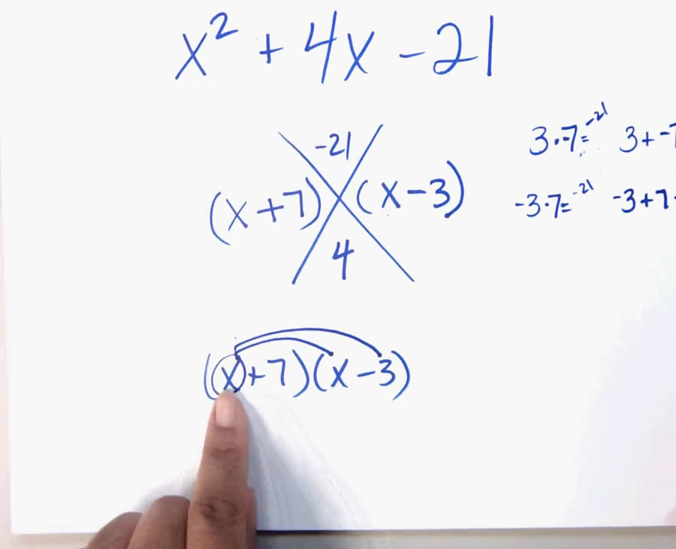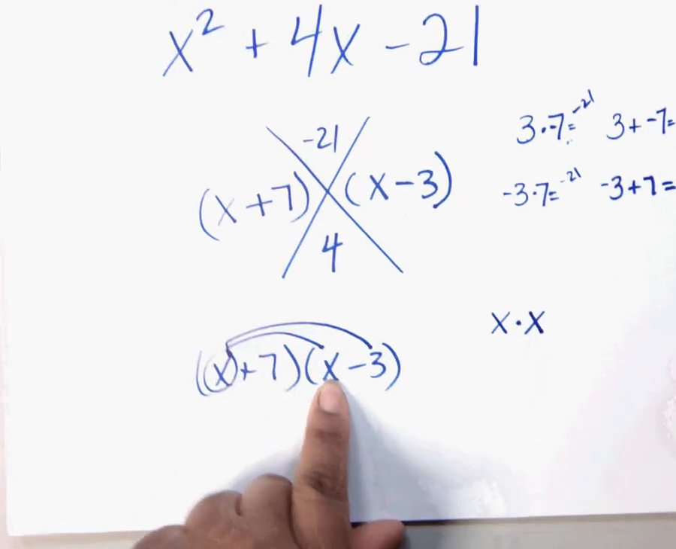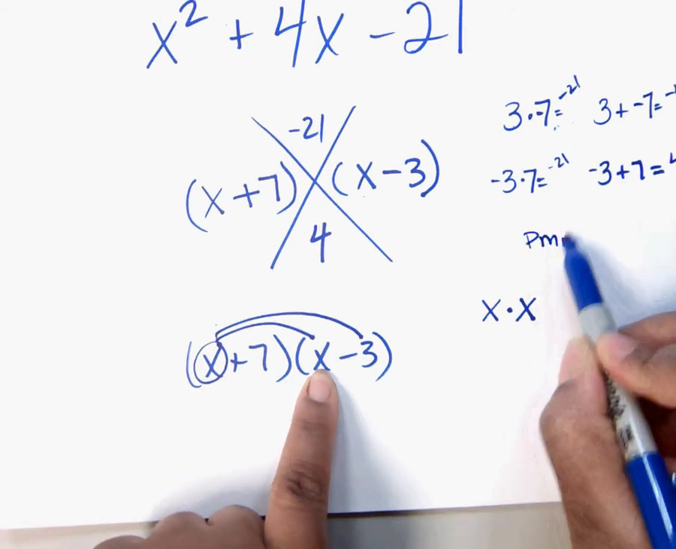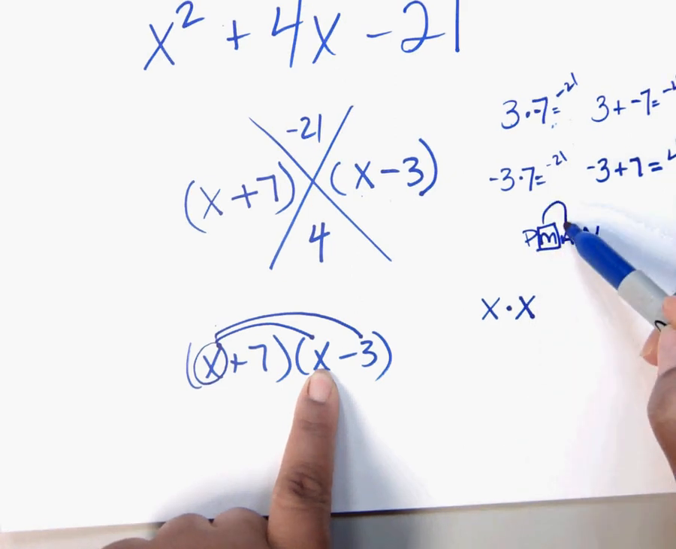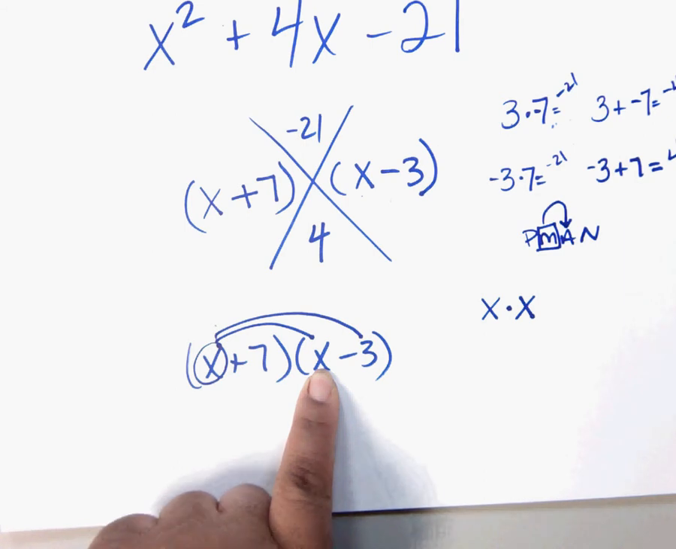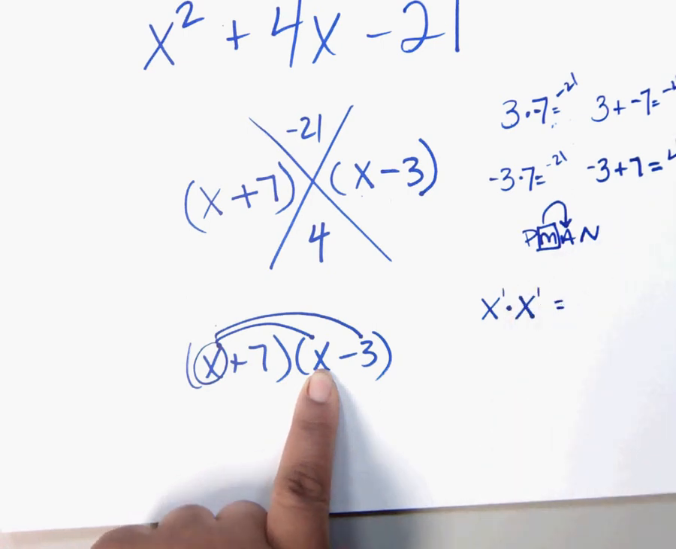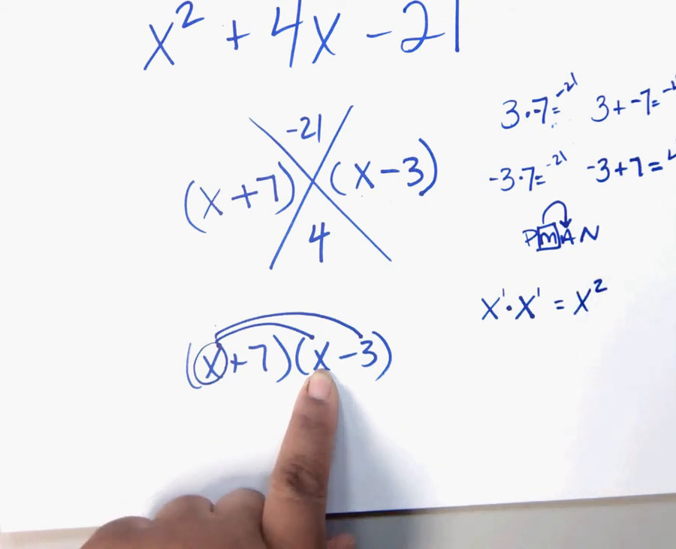So, what is x times x? X squared. Now, what does P-Man say? Multiply. When you see multiplication, add the exponents. What are the exponents right now? 1. And what happens when you add 1 plus 1? 2. That, Crystal, is where the 2 comes from.